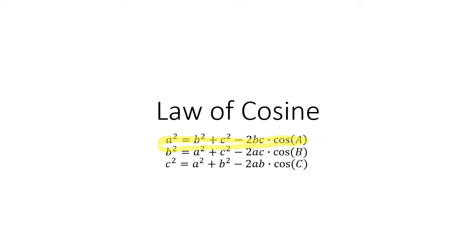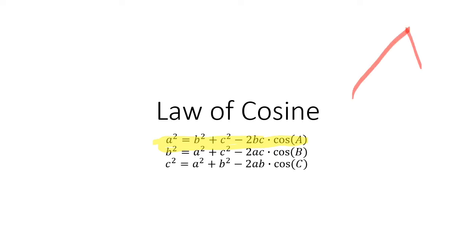Now the way I like to think of this is if I have a triangle labeled ABC, one side squared is equal to the sum of the other two sides squared minus 2 times the other two sides times cosine of the corresponding angle.